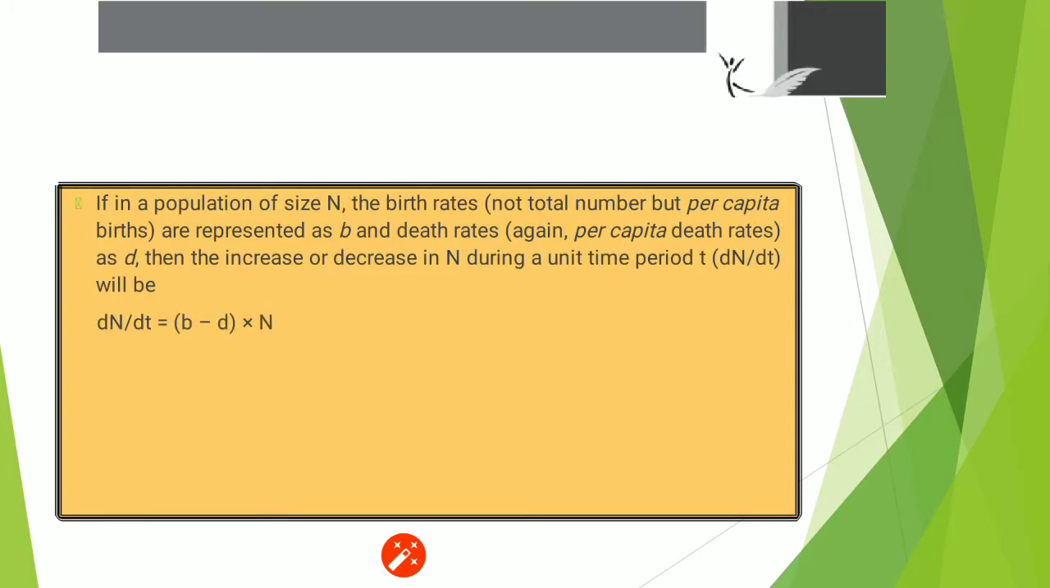If in a population of size N, the birth rates, not the total number but per capita births, are represented as B and death rates, again per capita death rates, as D, then the increase or decrease in N during a unit time period t, dN by dt, will be, that is the population density, dN by dt equals B minus D into N. Let B minus D equals r, then dN by dt equals rN.